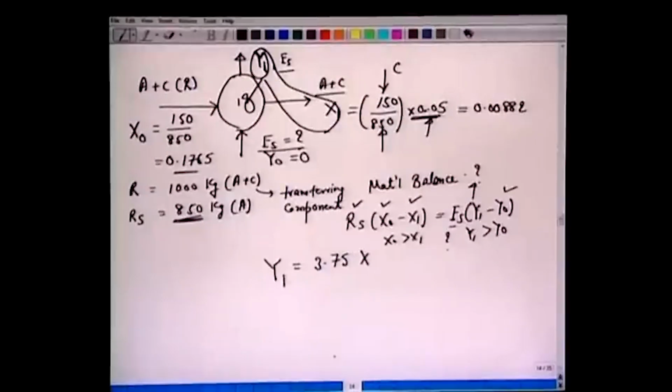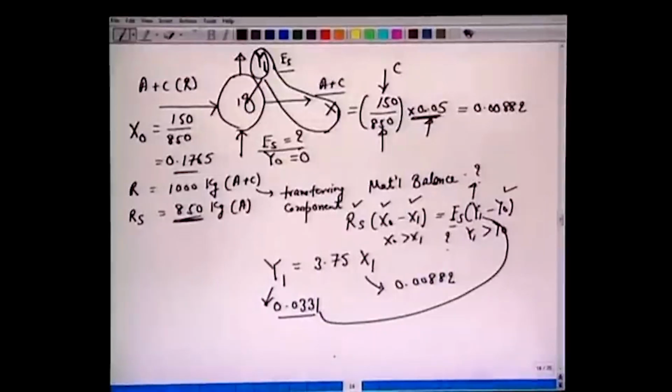So, we can write y1 as 3.75 times x1. x1 is known to us, 0.00882. If we substitute here, we get y1 equal to 0.0331. Now, we know y1 and we can substitute it in the previous species balance to obtain the amount of ES, very simple algebra, to obtain 4306 kg per hour. So, this is all kg per hour here. Okay. So, it was a very simple problem.